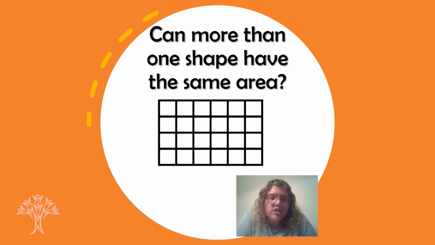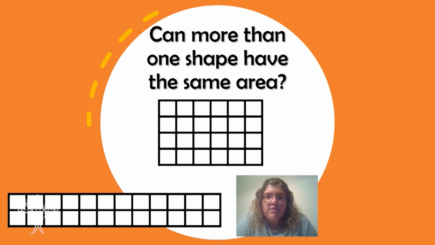The final question I wanted to leave you with today was, can more than one shape have the same area? Below I've included a rectangle that has 4 rows of 6. 4 groups of 6 equals 24. Is there any other shapes that you can think of that would have an area of 24?